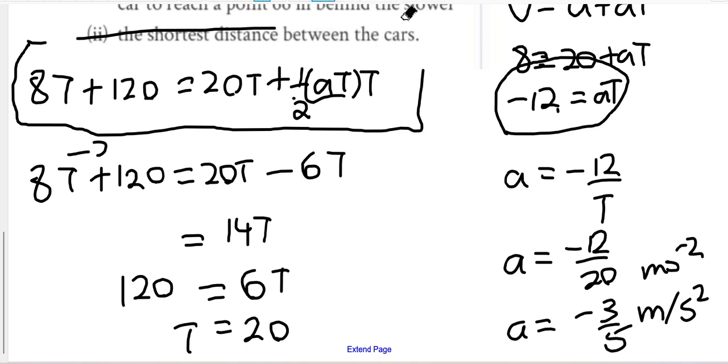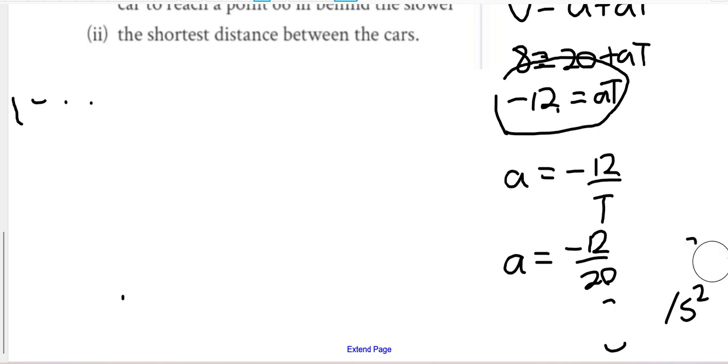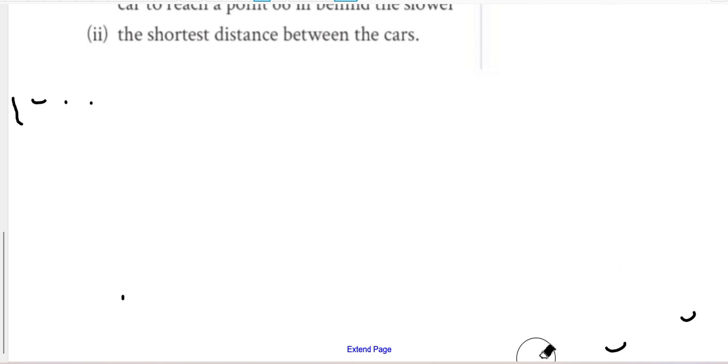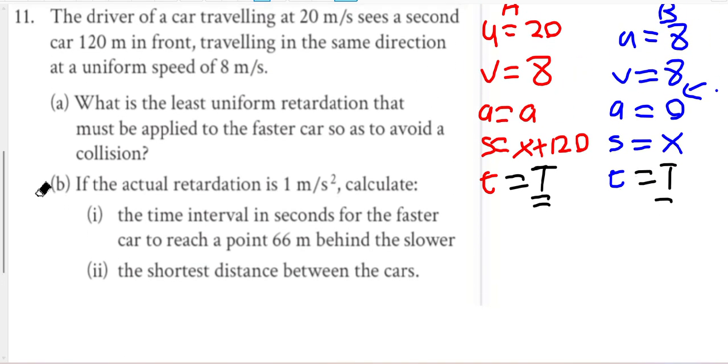Occasionally I'm wrong, but not most parts. Okay. Now, so we had that there, didn't we? Now, what's it telling us this time? It's using an A value of 1. Okay. And how long does it take to get 66 meters behind the slower car? Now let's think about this. Oh, thank you. Yeah, it's a deceleration, so thanks very much for that. It is minus 1.